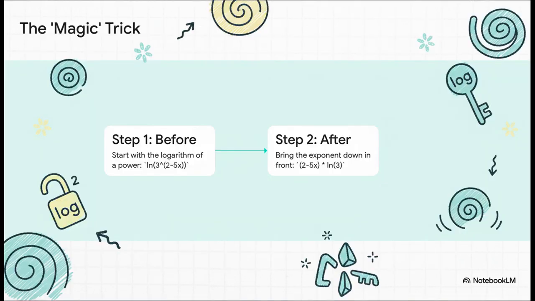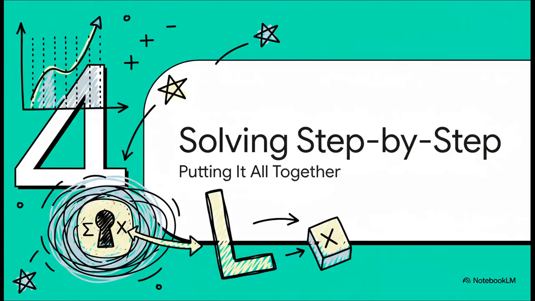So check this out. It's like a magic trick. You start with the log of our term. And then, using the property, poof, the entire 2 minus 5x expression drops right down to the front. It goes from being an exponent to just being a simple multiplier. That is the whole trick. It's the one move that makes these problems solvable. All right, let's recap. We've got the problem, we've got our tool, the logarithm, and we know the magic trick, the power property. Now let's put it all together and just walk through the solution, one step at a time.